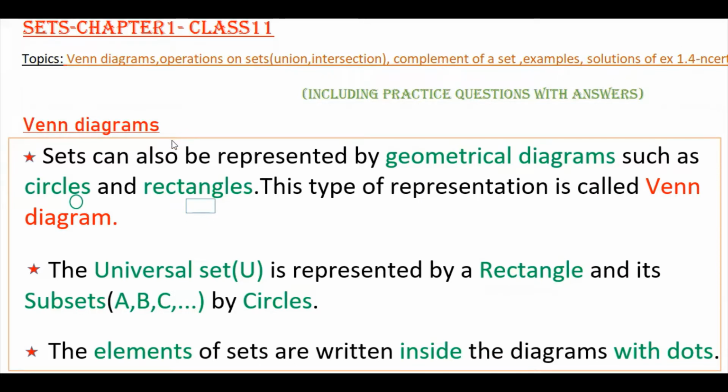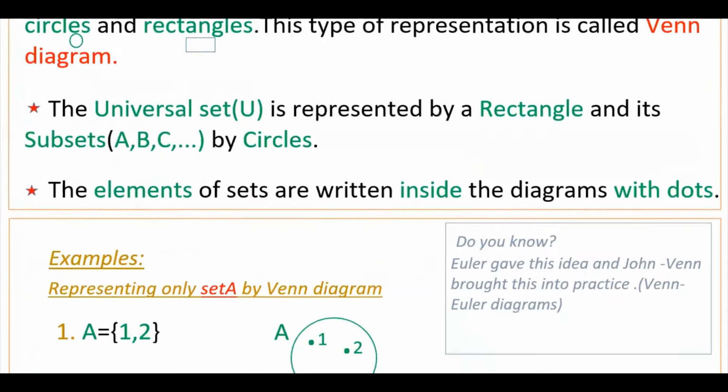We know that we can represent sets by roster form and set builder form. We have already learned this. We can also represent sets by some geometrical diagrams like circles and rectangles. This type of representation is called a Venn diagram. Here the universal set is represented by a rectangle and its subsets, those are related sets, are represented by circles. The elements of sets are written inside the diagrams with dots. If you see the examples, you will understand.